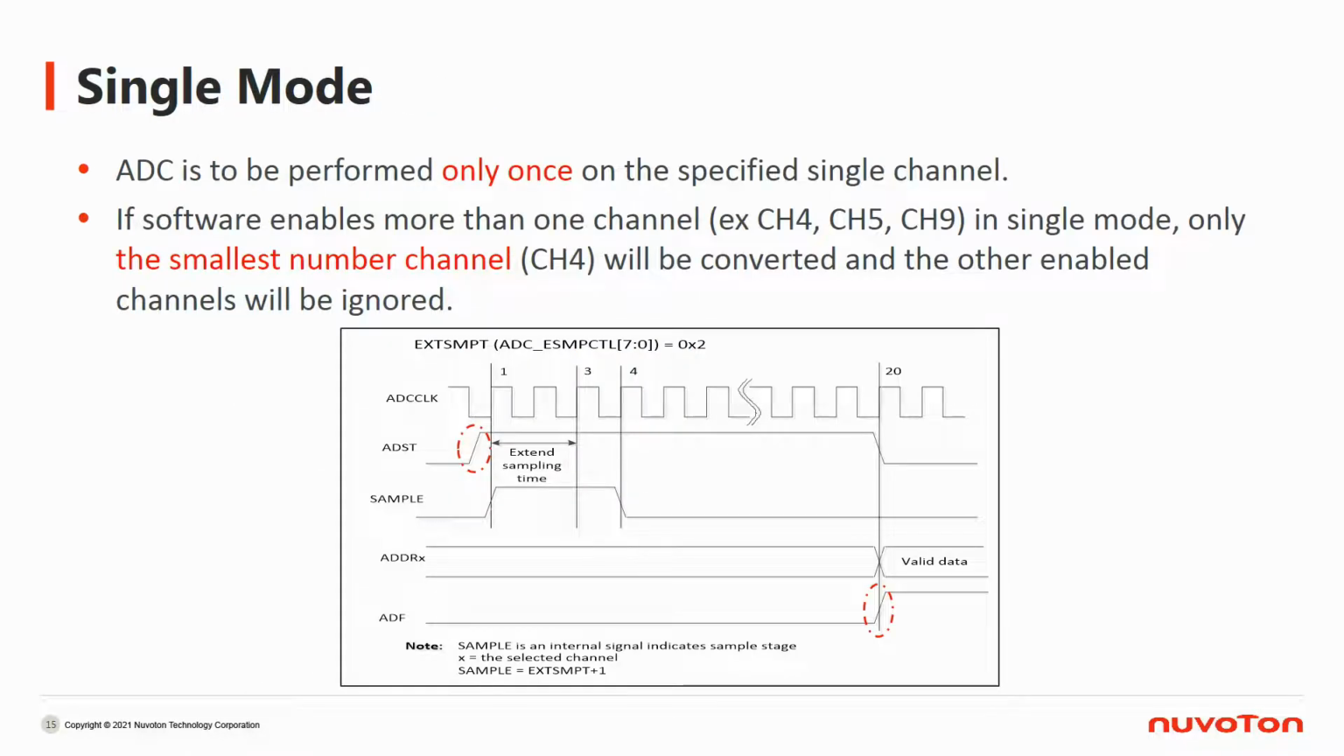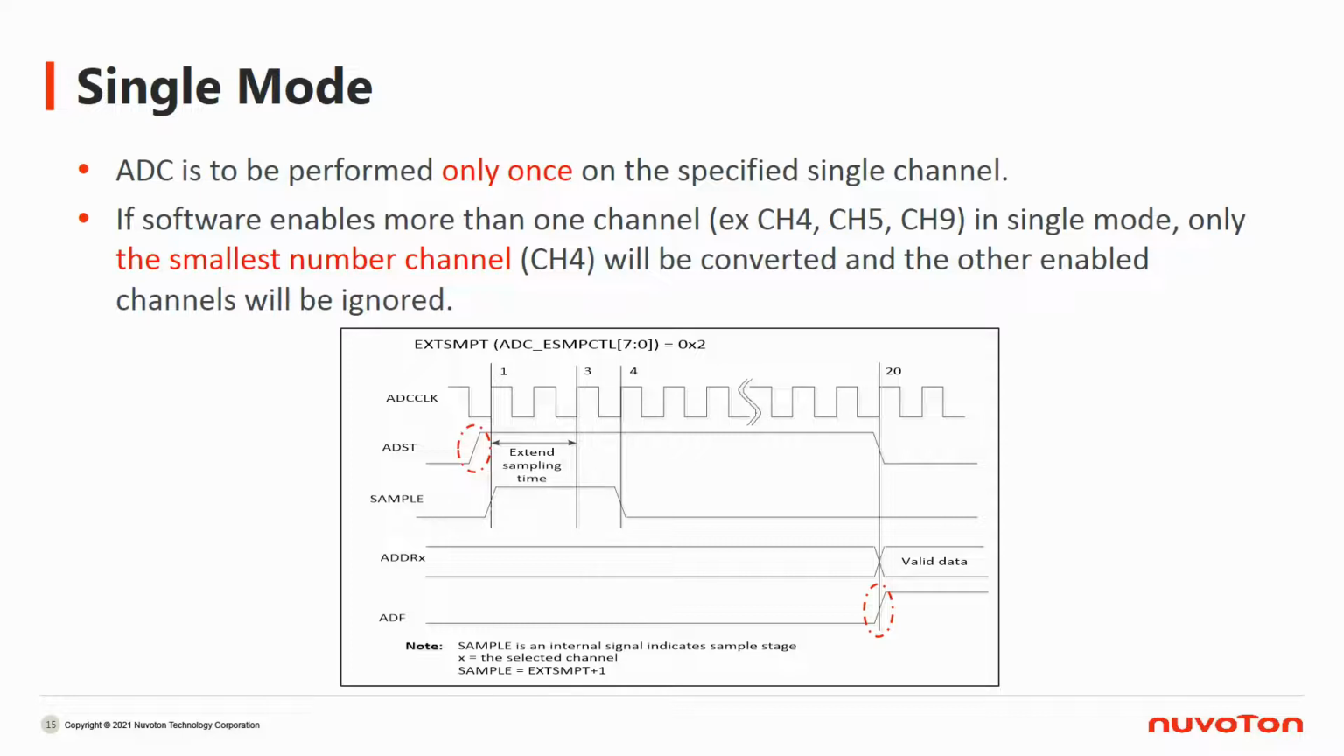We're going to introduce the 4 operation modes in order. First, let's check out the single mode. Single mode means that analog to digital conversion will be performed only once on the specified single channel. If there are more than one channel enabled under single mode, it will always choose the channel with the smallest number to do the conversion. The other channels will all be ignored. For example, if channel 4, channel 5, and channel 9 are all enabled, only channel 4 will do the conversion when it is under single mode. Channel 5 and channel 9 will be ignored.